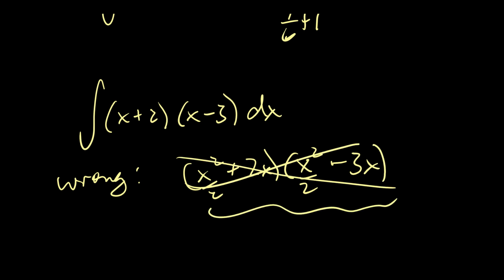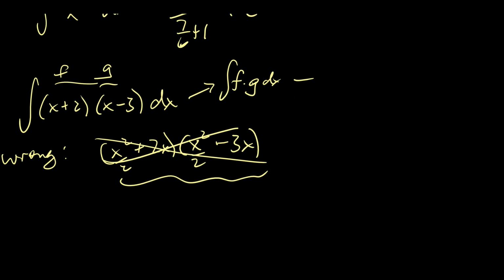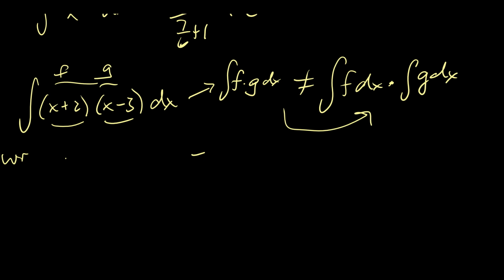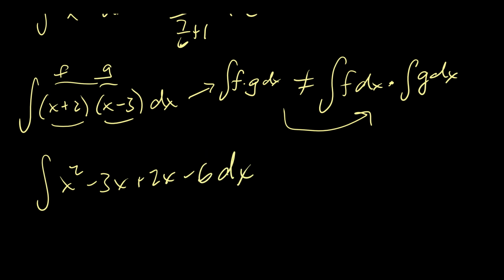That's not what you do, because the integral of a function times another function dx, where this one is f and this one's g, is not equal to the integral of the first one times the integral of the second one. Plus works, times doesn't. By integrating each one inside here, you'd be assuming this is true, and it's not. So what you do is multiply it out: x squared minus 3x plus 2x minus 6 dx, then simplify it, and then take each one separately.